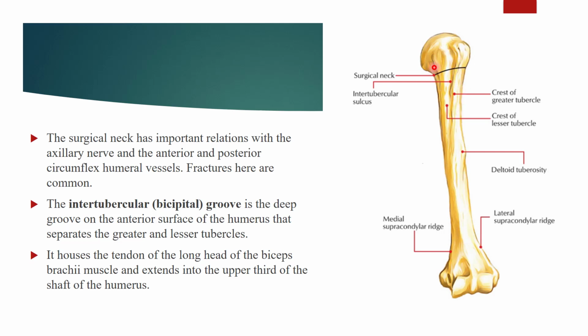It is a deep groove on the anterior aspect of the humerus that separates the greater and the lesser tubercles. It houses the tendon of the long head of the biceps brachii muscle and extends into the upper third of the shaft of the humerus. See here, it is extending in the upper third of the shaft. So this is the intertubercular sulcus or the bicipital groove of the humerus. So we have studied the humeral head, the greater tubercle, the lesser tubercle, the intertubercular sulcus, the anatomical neck of the humerus, and the surgical neck of the humerus.